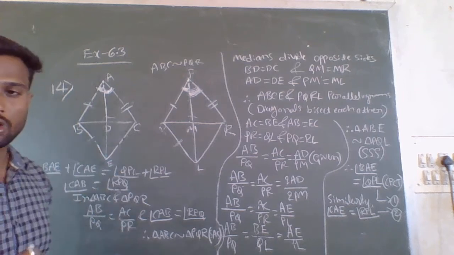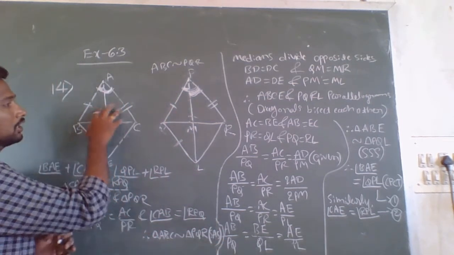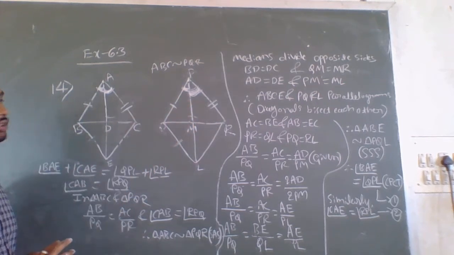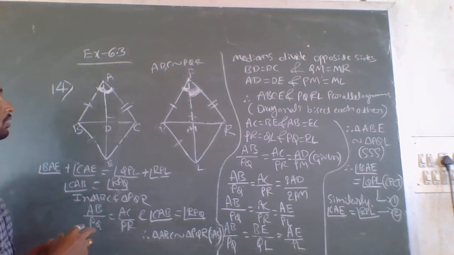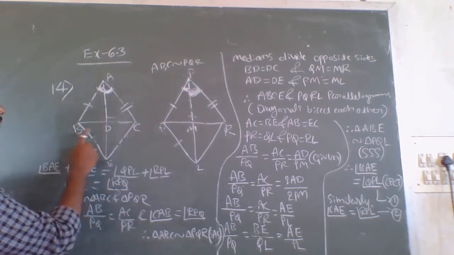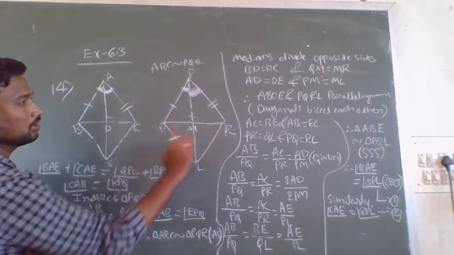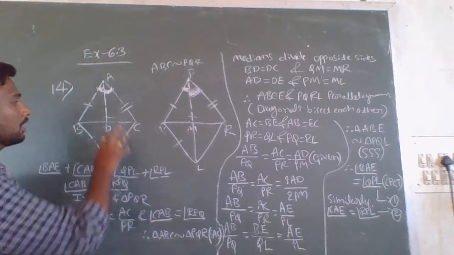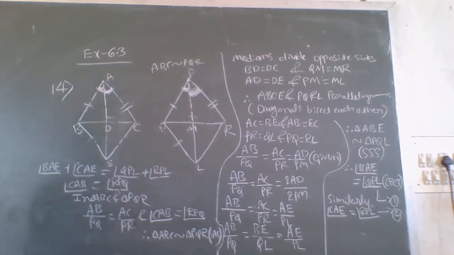In the first step, what do we have to do? We have to prove that these two are parallelograms. To prove these two as parallelograms, what are we doing here? AD is equal to DE and BD is equal to DC. Here also PM is equal to ML, QM is equal to MR. We have to write that, and we have to write these two are parallelograms. This is the first step.